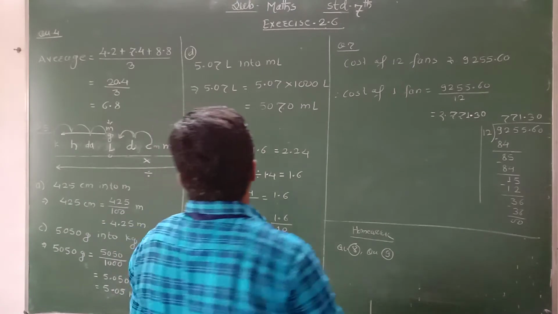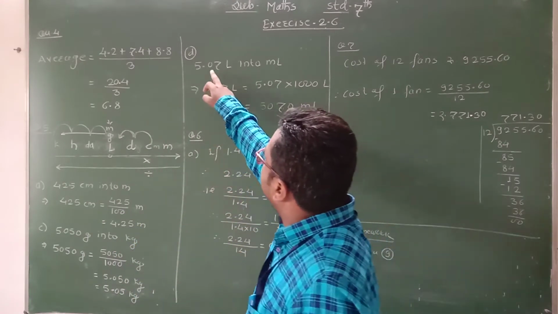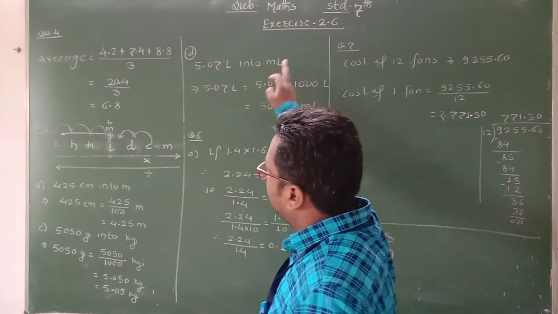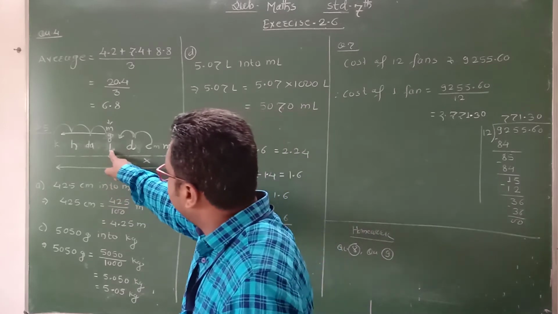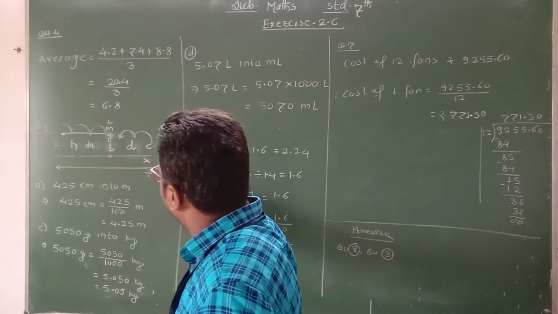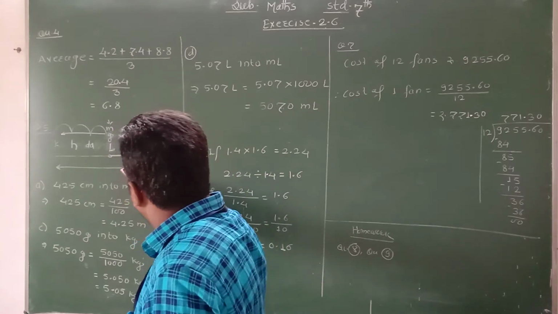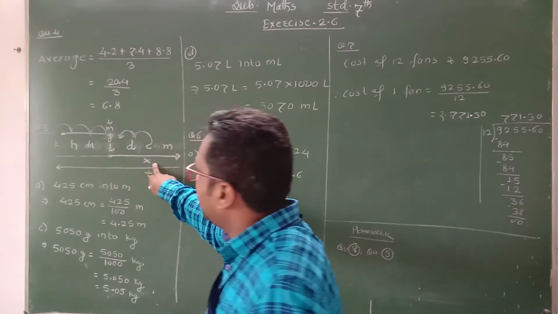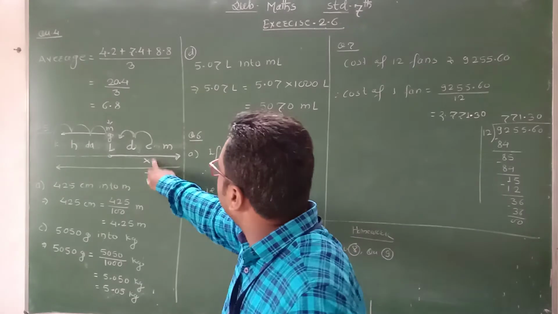See one more question. Here it is given 5.07 liter into milliliter. Where is liter? There is liter. Liter into milliliter, liter to milliliter. From left to right. Left to right, what do we have to do? Multiplication.